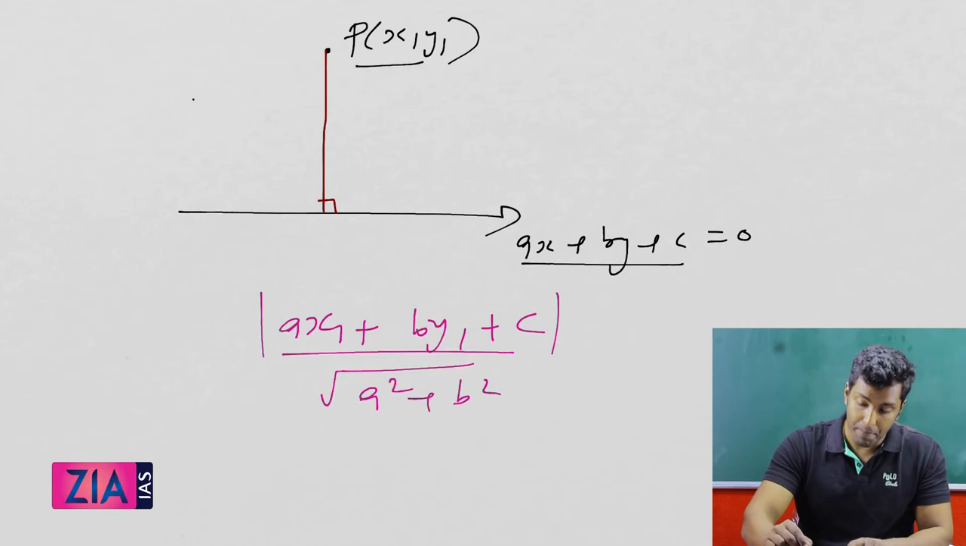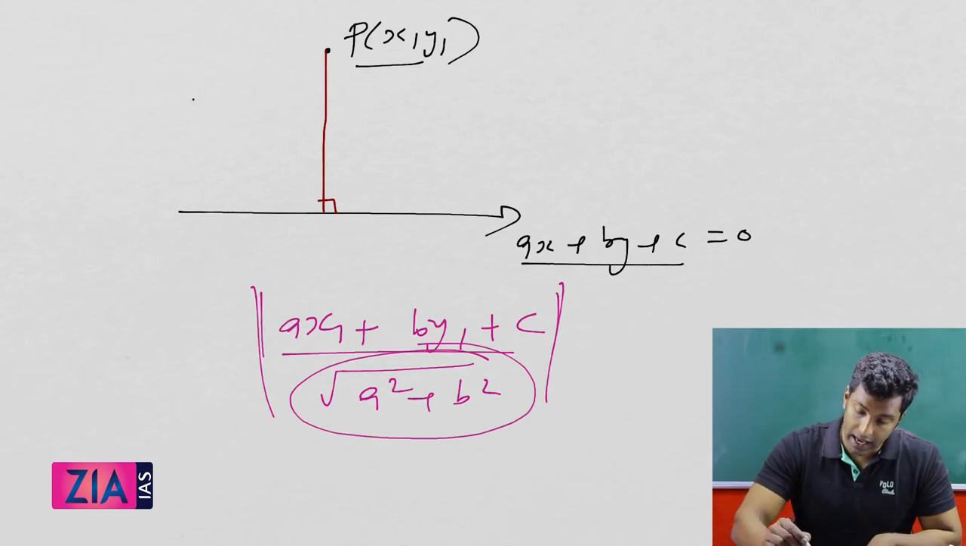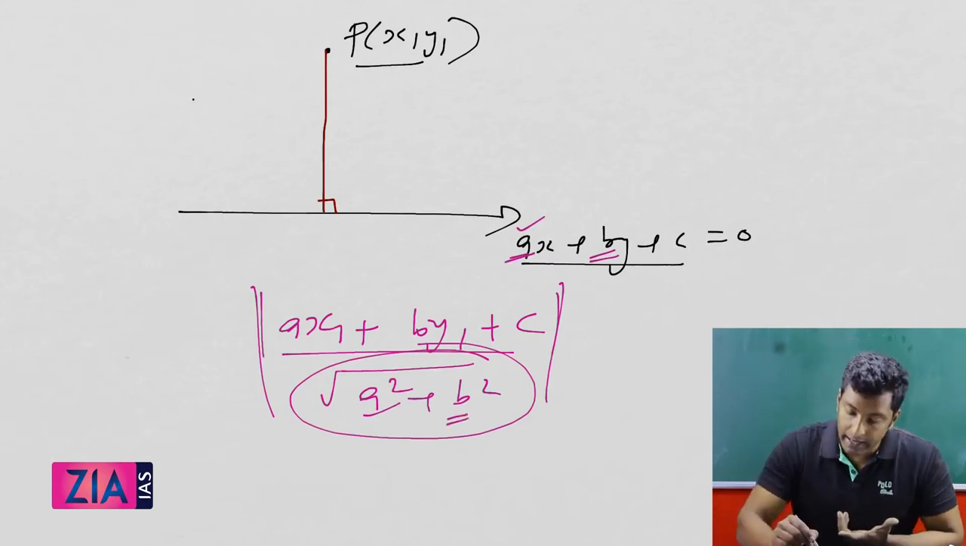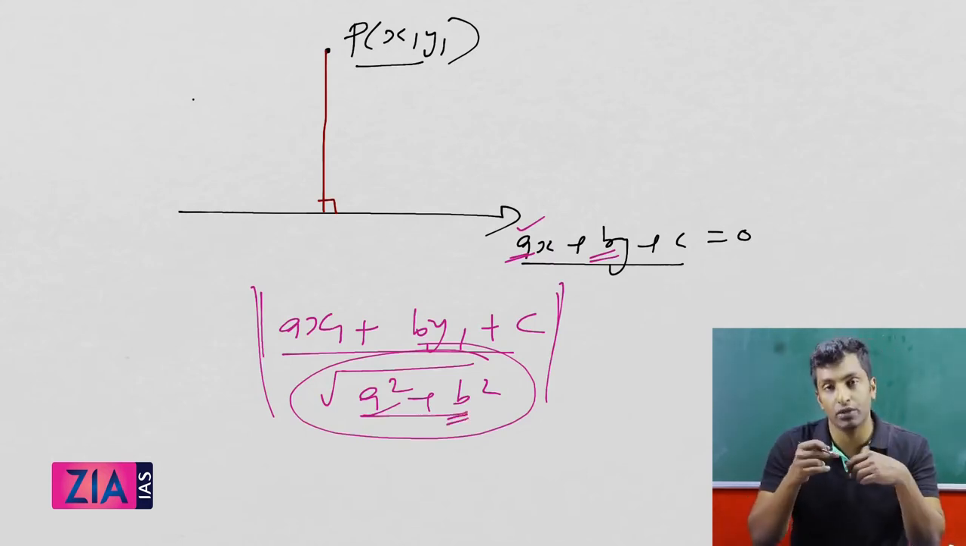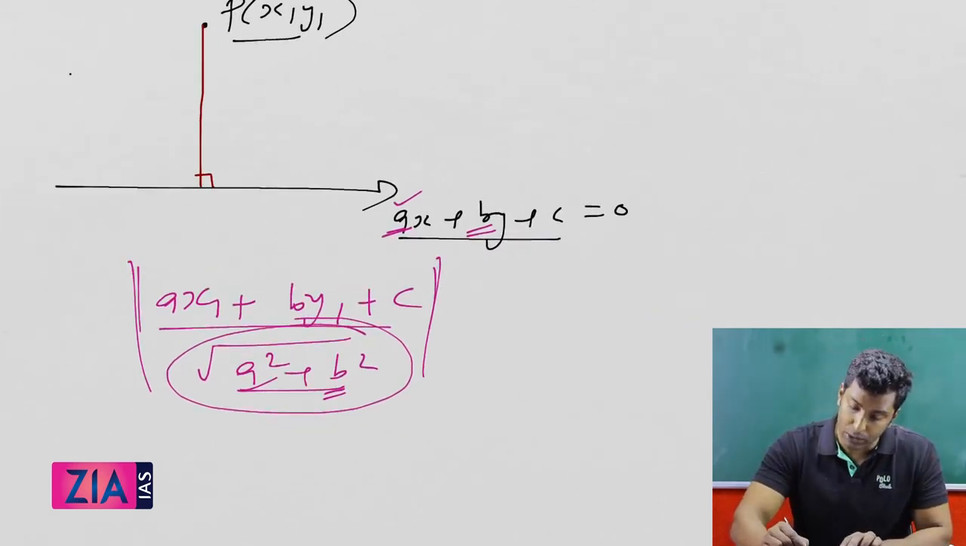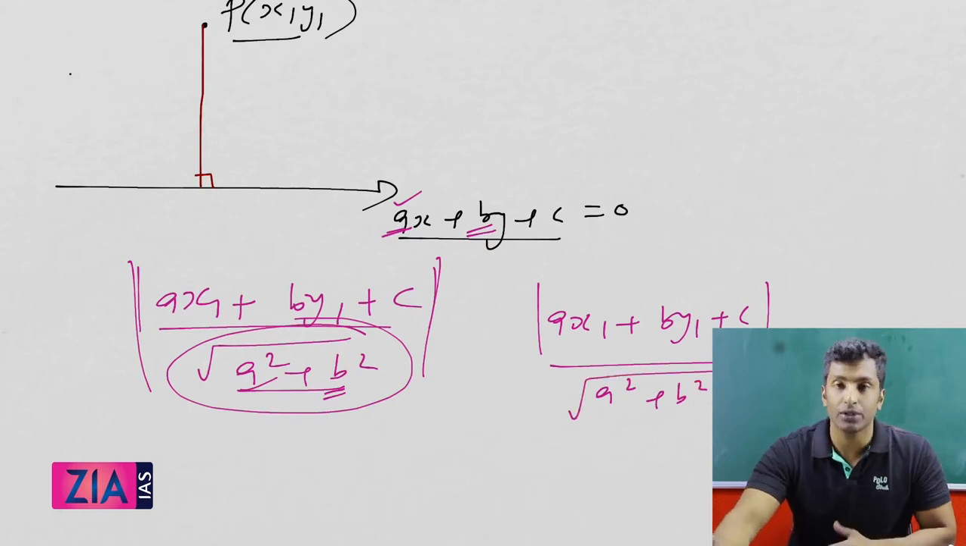Okay, so take the modulus, or otherwise this will anyway become positive. Okay, that will be positive. Because this a, even if it is negative, you'll be squaring it here. This b, even if it is negative, you'll be squaring it here. So obviously in this root you'll be getting a positive value. So when you take the square root, that will definitely be positive. So if you want, you can write it like this also: mod of ax1 plus by1 plus c, divided by the square root of a square plus b square. So this is also correct.